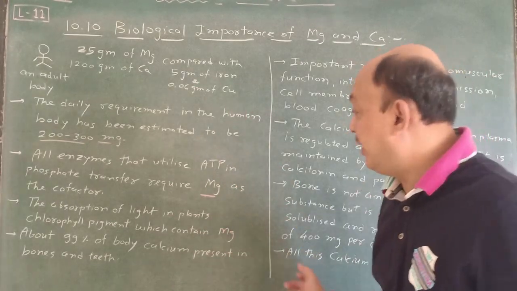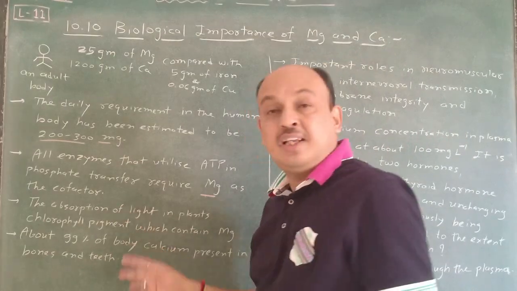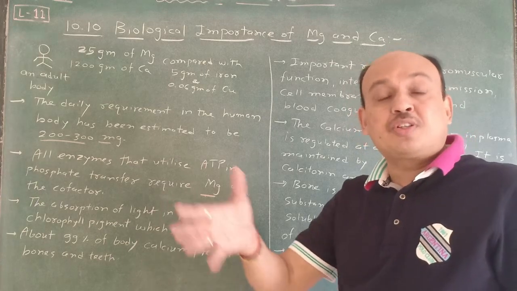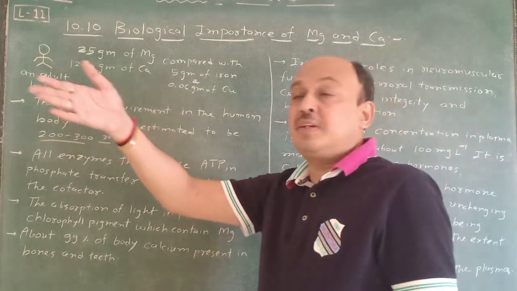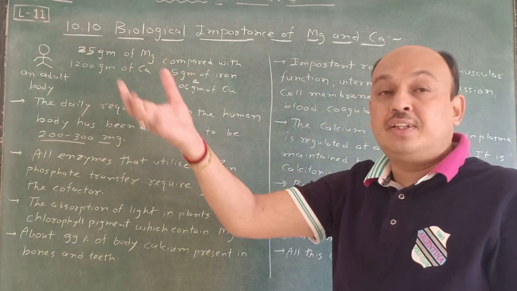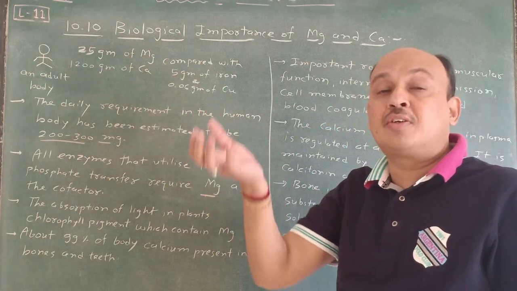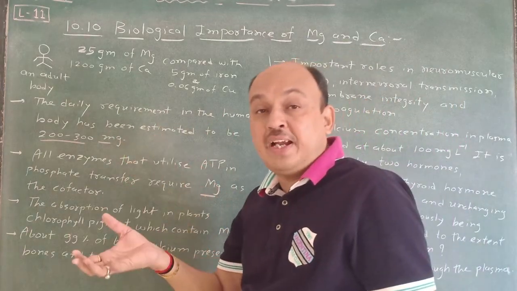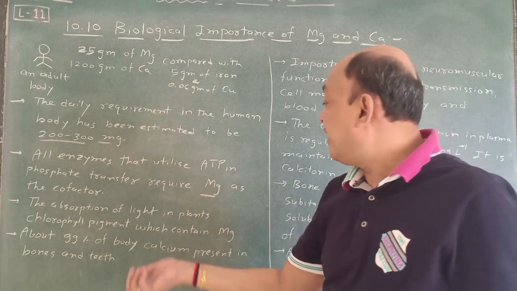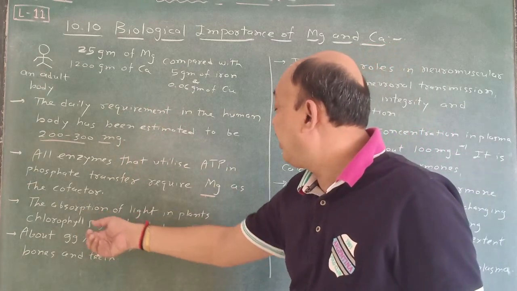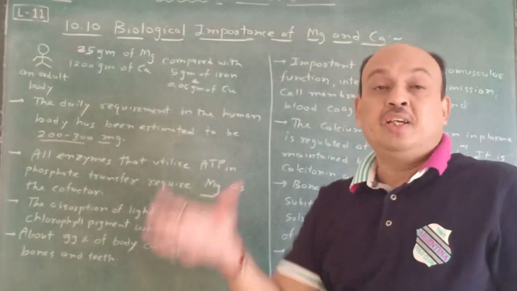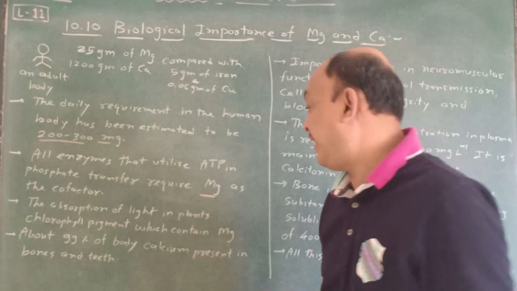The absorption of light in plants involves chlorophyll pigments, which contain magnesium. So you know this photosynthesis process: green vegetables or trees contain green leaves. They are green due to chlorophyll, and this chlorophyll is one pigment responsible for making food by absorbing light in plants. In chlorophyll, magnesium is present.